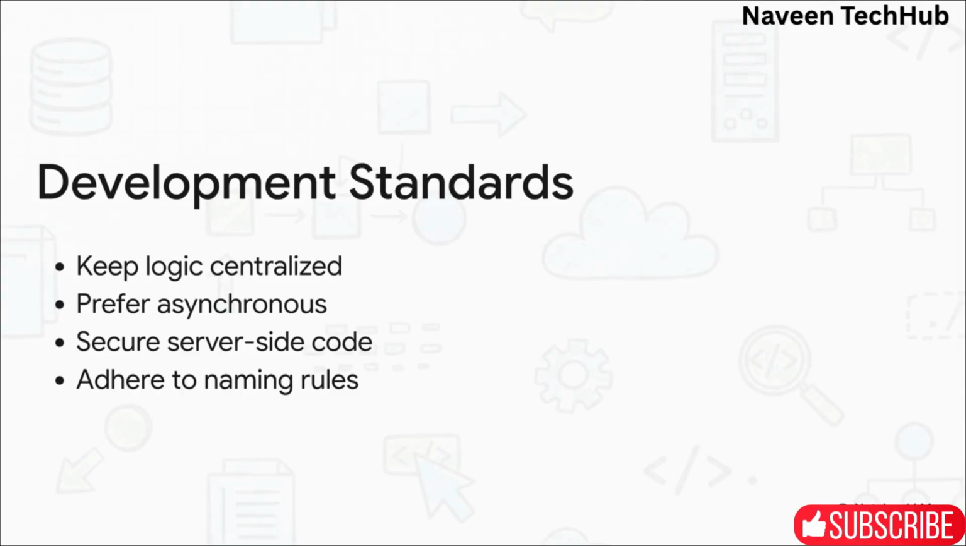Instead of scattering your logic all over the system, keep it tightly centralized using those script includes we talked about. When the client needs to talk to the server, rely on asynchronous interactions like GlideAjax so you never freeze up the user's screen. Always secure your server-side code by actively checking permissions at runtime. And finally, please stick to strict naming conventions. Your code should be super readable and easy to find for the next developer who inevitably inherits your system.